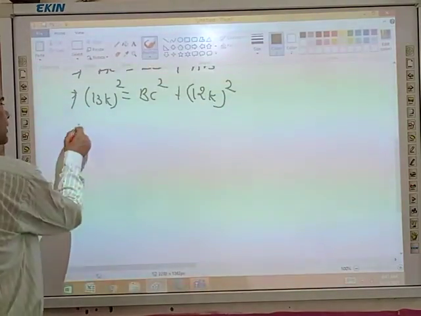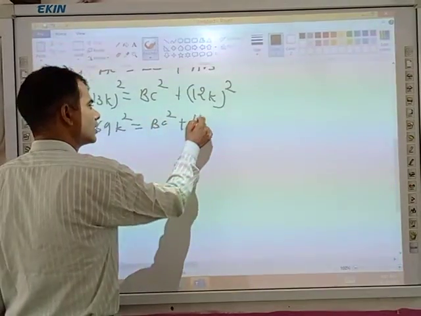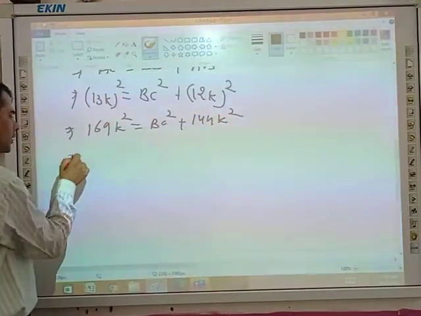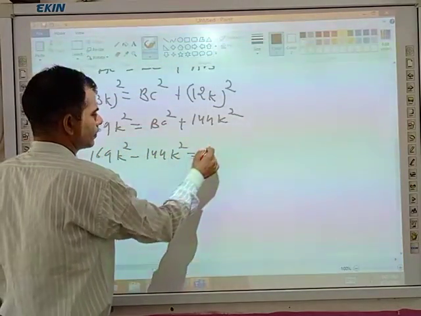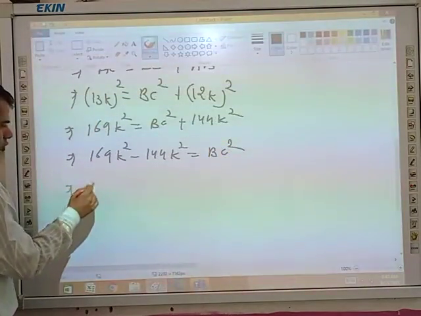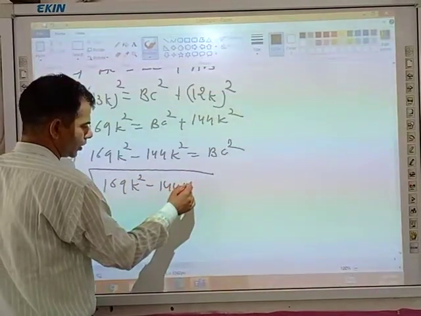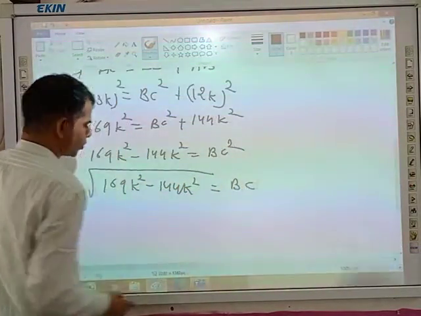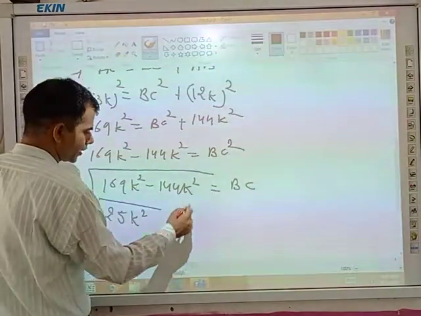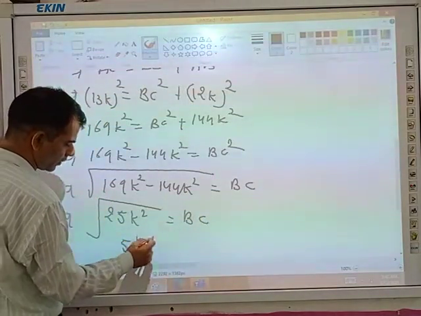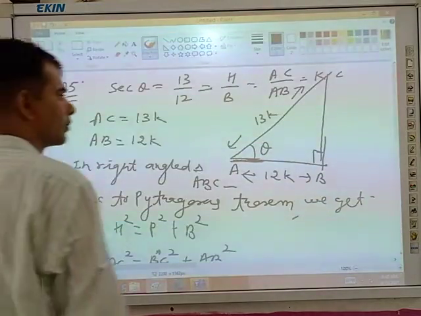Now it becomes 169K square equals BC square plus 144K square. So 169K square minus 144K square is equal to BC square. So BC is the square root of 169K square minus 144K square, which becomes 25K square. So BC is equal to 5K. Any doubt, any problems?